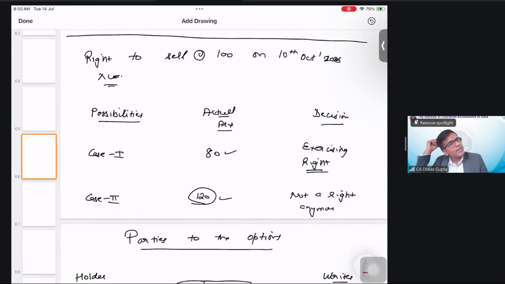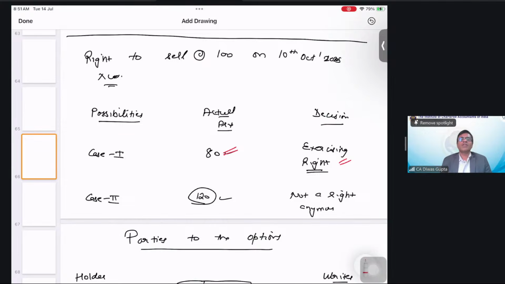Then the next one is around the right to sell at the rate of 100 on 10th of October. So in this case, what will happen? Let's say the actual price on the 10th of October reduces to 80 rupees. Now, please pay attention, students. I have a right to sell at 100 for which the market price is 80. What am I going to do? I'm going to exercise my right of selling it at 100. So I will be exercising the right here.